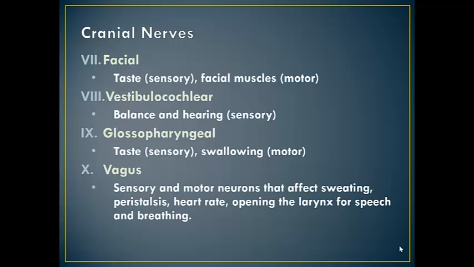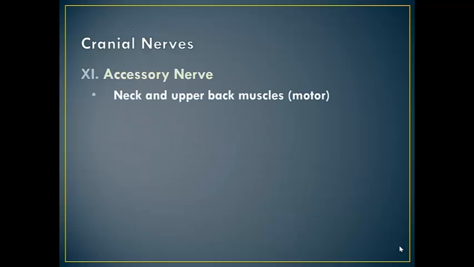It deals with sensory and motor neurons that are affected in sweating, peristalsis, heart rate, opening of the larynx for speech, things like that. The last two, one is going to be the accessory nerve, which deals with the upper back muscles and the neck, and the hypoglossal, which deals with your tongue. So those are all 12 of the cranial nerves.